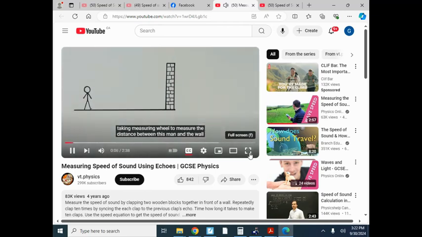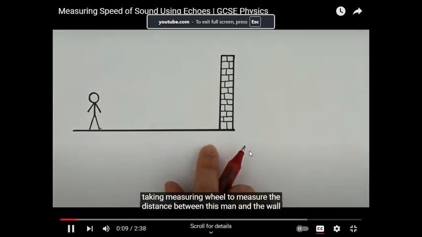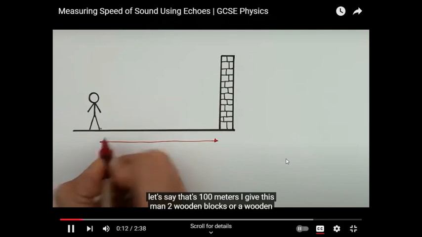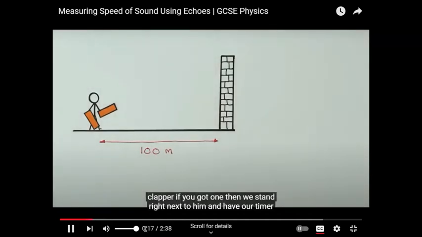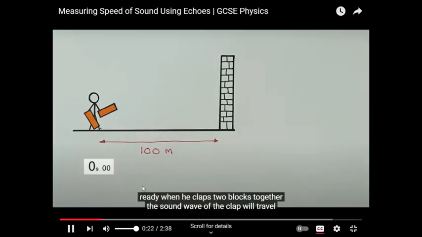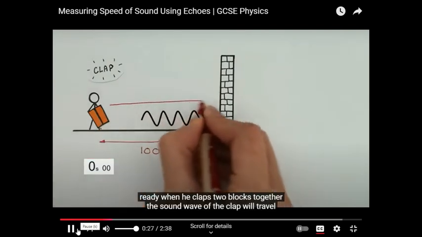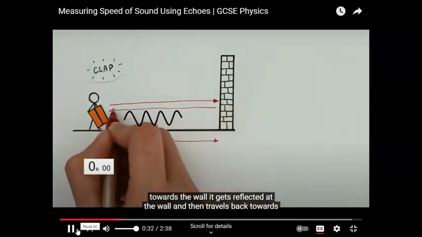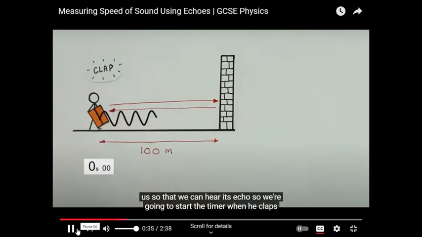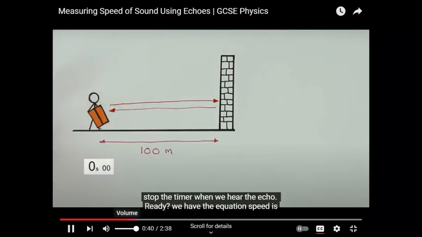We take a measuring wheel to measure the distance between this man and the wall. Let's say that's 100 meters. We give this man 2 wooden blocks, or a wooden clapper if you got one. Then we stand right next to him and have our timer ready. When he claps the blocks together, the sound wave of the clap will travel towards the wall. It gets reflected at the wall and then travels back towards us so that we can hear its echo. So we're going to start the timer when he claps, stop the timer when we hear the echo. Ready?